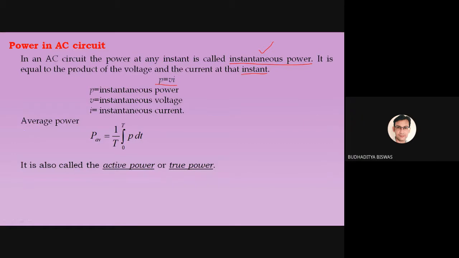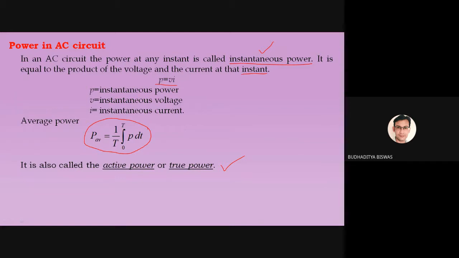Come to the next one. What will be the average power? So average power is the integration of the instantaneous power with respect to the time period. So 1 by T, integral from 0 to T, p dt. So this is called the average power. This is also called the active power or true power. And remember one thing, we can measure this power using a measuring instrument.